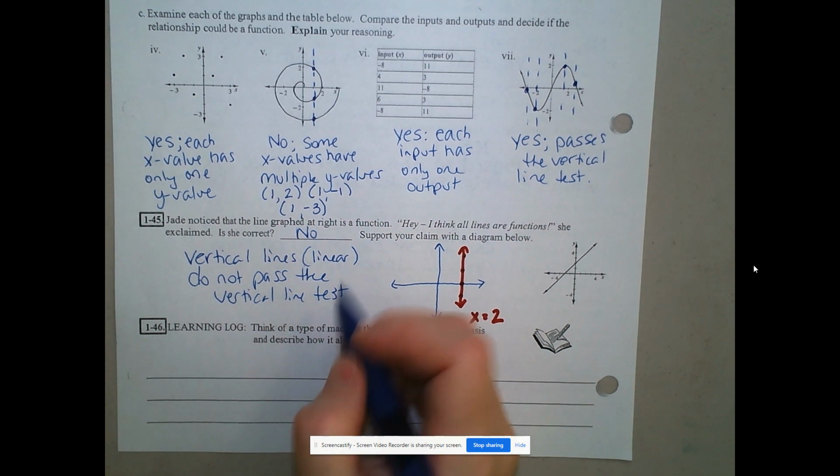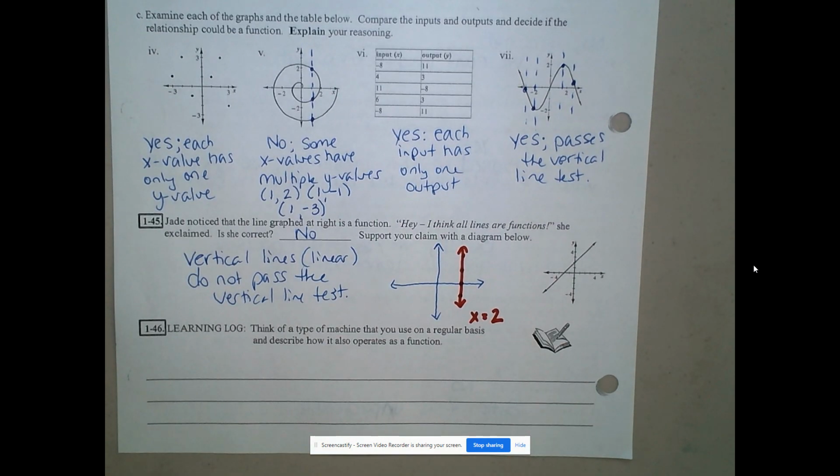All right. And there's a follow-up question on here. Think of a type of machine that you use on a regular basis and describe how it also functions. ATM machines, you plug in how much money you want, it better spit out the same amount of money. A calculator, you ask it to do an operation, it needs to perform. A radio, you set the radio to 97.1, it plays radio station 97.1. Vending machines, your telephone, pinball machines, video games, they all function like a function. So hopefully we can have a lot more discussion on this when we're live.